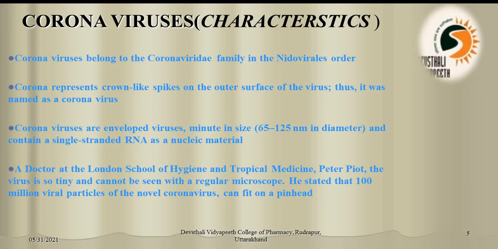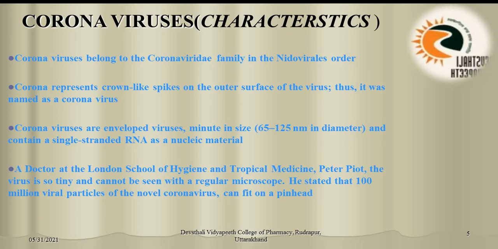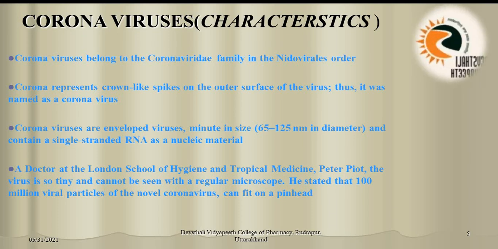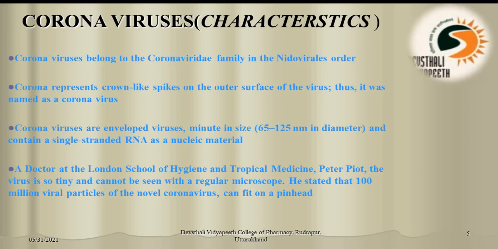These coronaviruses have crown-like spikes on the outer surface of the virus. The outer surface has a covering of crown-like spike proteins, and therefore it is named coronavirus. Generally, these viruses are enveloped, and they are very minute in size, about 65 to 125 nanometers in diameter, and they have single-stranded RNA as nucleic material.